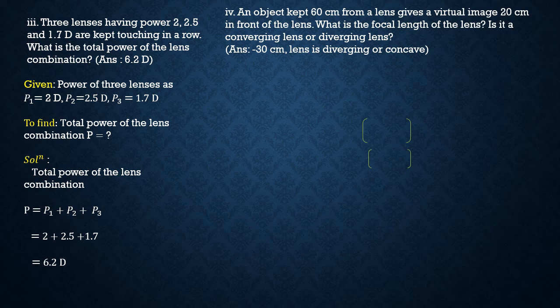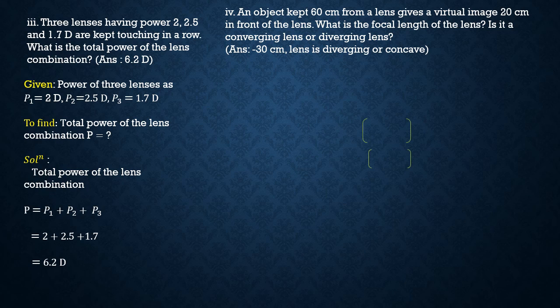Question number 4. An object kept 60 centimeter from a lens gives a virtual image 20 centimeter in front of the lens. What is the focal length of the lens? Is it a converging lens or a diverging lens? See, you have to read the question properly and your answer has to be ready here only. What is given to you? An object kept 60 centimeter from a lens. It means the distance of the object is given, that is u equals 60 centimeter, correct?